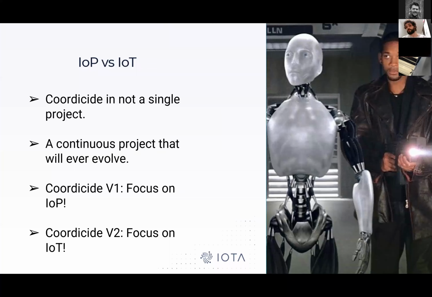It's important to point out that Coordicide is not one project that's going to end maybe in December, where we're going to deliver and say we did it, and then you're going to go away. That's not true. It's an ever-evolving project that will go through many optimizations over time. So with the first network, we want to achieve something big already, and from there we want to go every time greater and greater and greater.